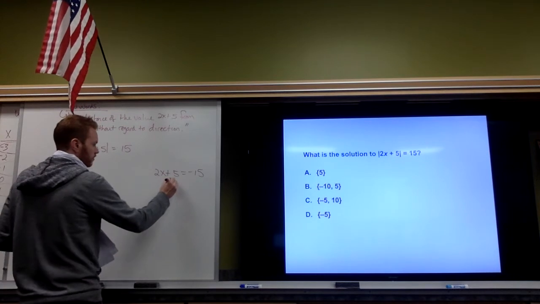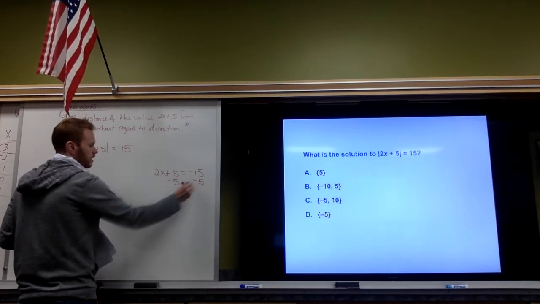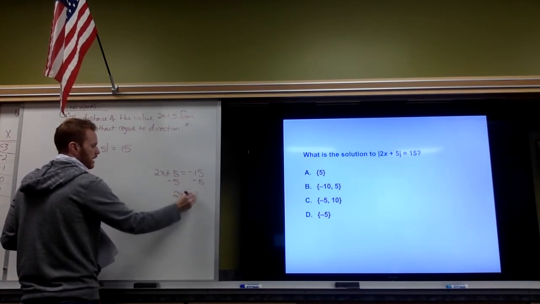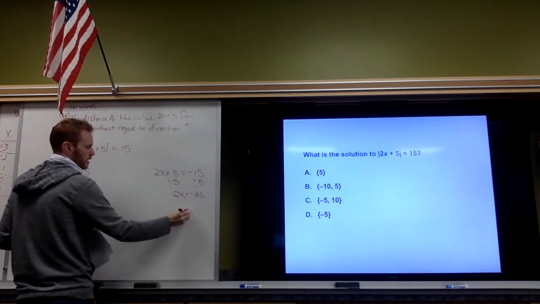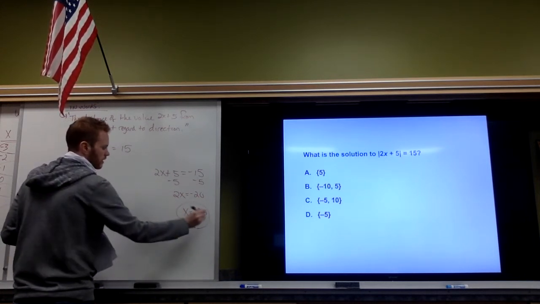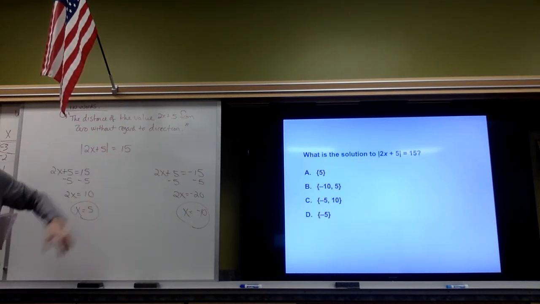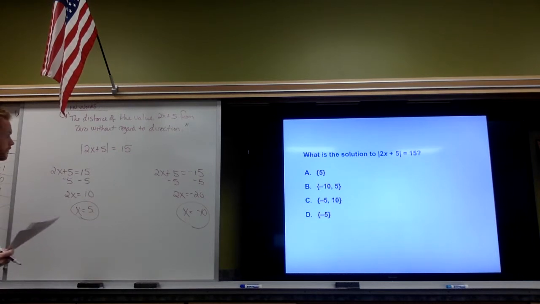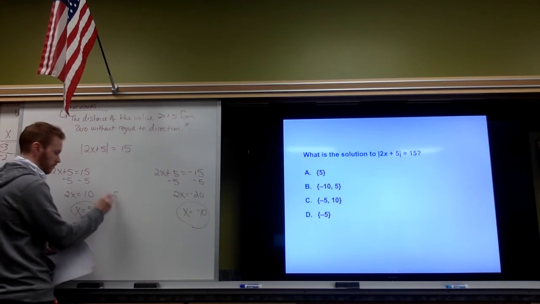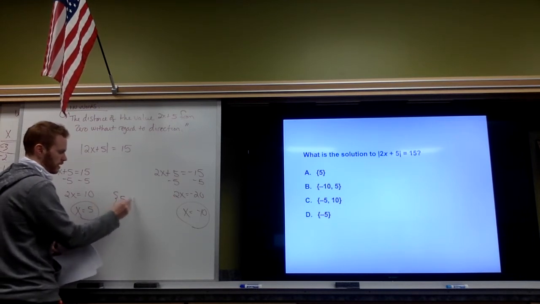Now over here, we'll subtract 5 from both sides. We get 2x equals negative 20. And then divide both sides by 2, we get x equal to negative 10. So if I plug these numbers in, it'll give me that distance for me. Now, one thing left is we should write this in set notation.